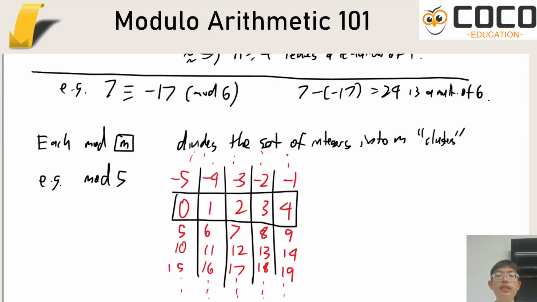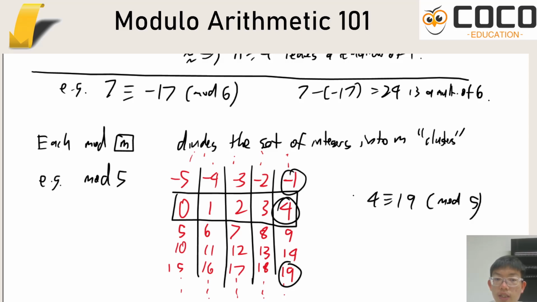So when I'm saying mod 5, I am dividing up my set of integers into 5 clusters. And whenever I say that things are congruent mod 5, I'm saying that they belong to the same cluster, which in the way I've drawn it means the same column. So for example, if I now just looked at this and this, I could say that 4 is congruent to 19 mod 5. I could also say that those are congruent to -1.